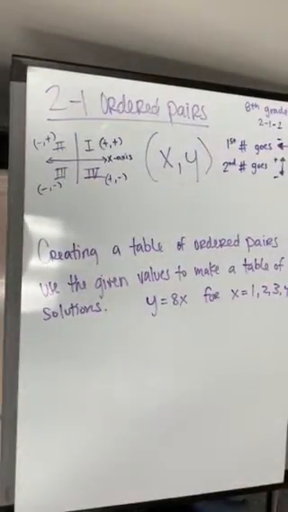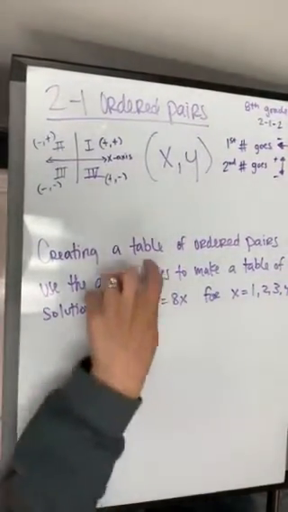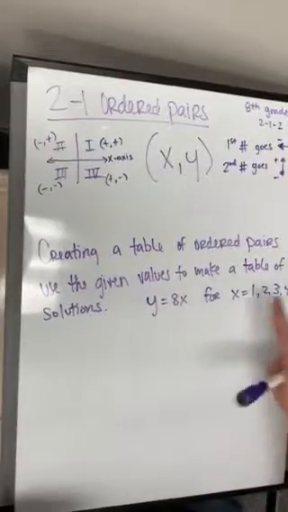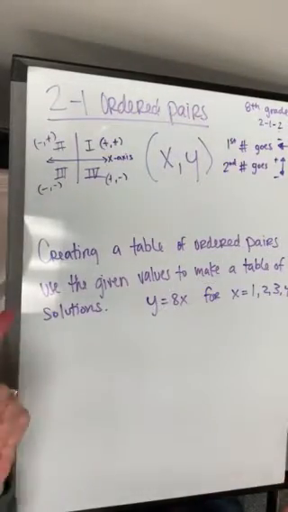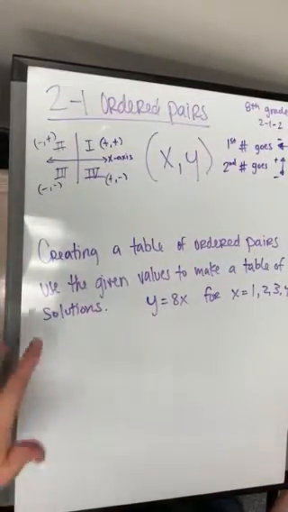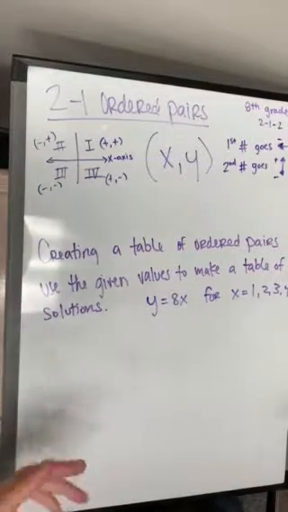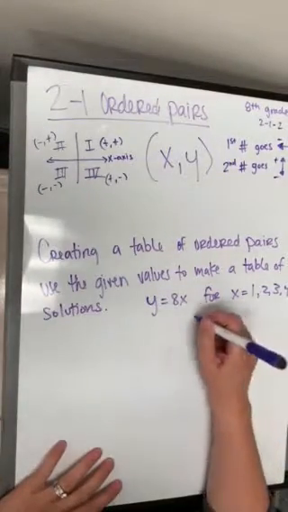This next one's kind of fun because it's creating a table, and the tables are fun because you're really just plugging numbers in. So it says create a table of ordered pairs, and it wants us to use the given values to make a table of the solution.